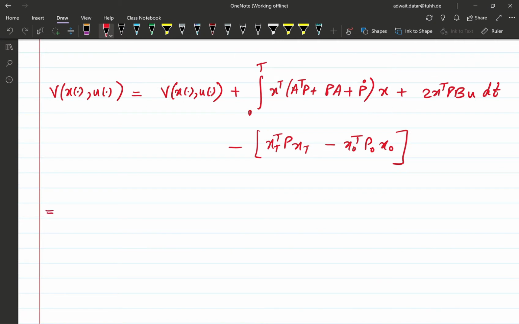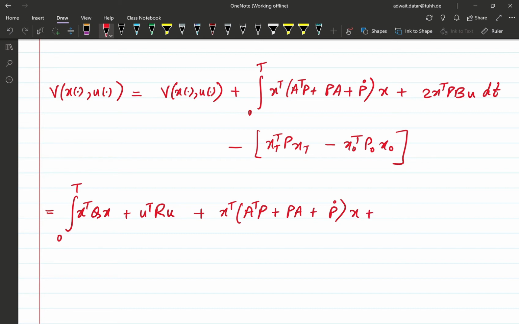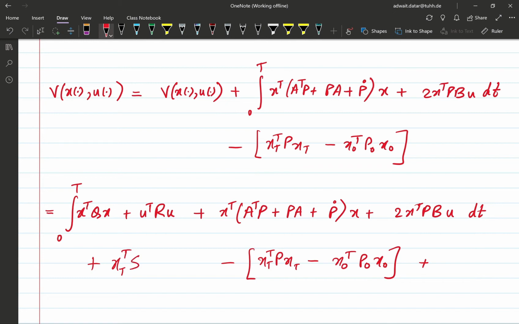So now we can write down explicitly the V, which is the integral from 0 to T of x transpose Qx plus u transpose Ru, and combine these two integrands in a single integral sign to get A transpose P plus PA plus P dot, 2x transpose PBu, minus x_T transposed P_T x_T minus x0 transpose P0 x0, and plus we have the final cost. Here I can write x_T transposed S x_T.